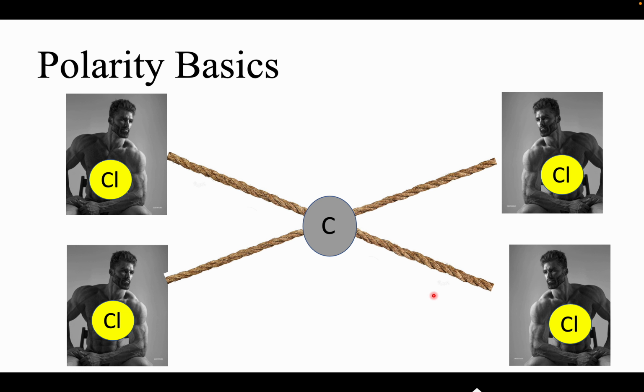In another example, carbon tetrachloride is represented by these 4 gigachad chlorine pulling on this carbon atom in the middle. Even though the gigachad has a stronger pull on the electrons just between the carbon and the chlorine, all 4 of the gigachads pulling on the middle does not create any partial charge in the molecule, and carbon tetrachloride is a nonpolar molecule because of this.